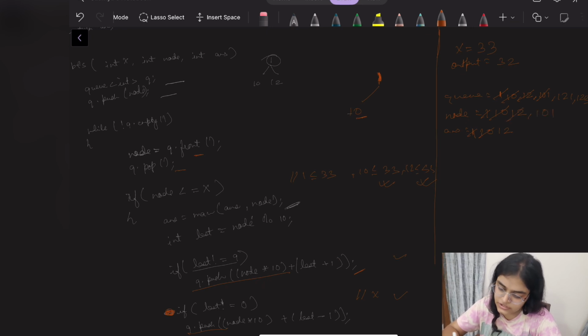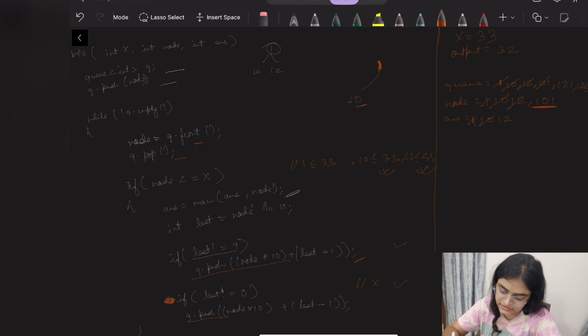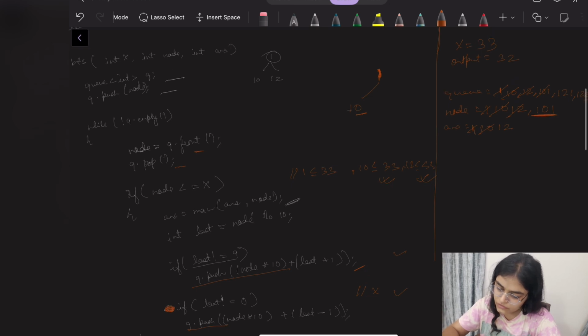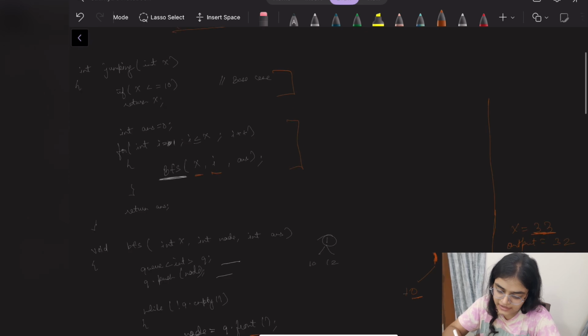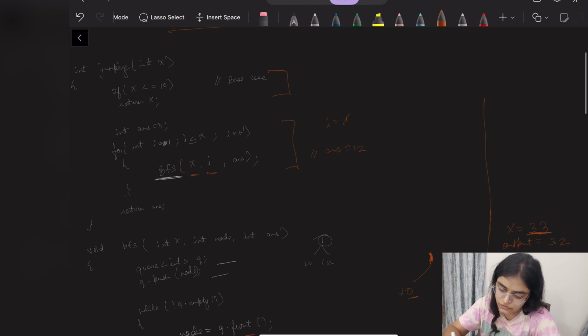101. Is 101 less than 33? No. So now it's over. We have 12 in the answer. Right? So let's now get back to our main function. Here our answer is now 12. Now again it will run for 2. I should be 2. First it was 1, then it will get 2.